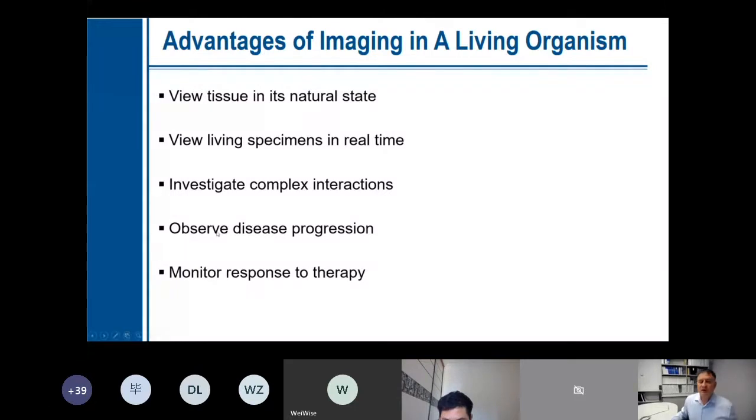Okay, there are many advantages to imaging living tissue rather than looking at a thinly sliced piece of dead tissue. We can image it in its natural state. We can see how the specimen works in real time. We can look at interactions that happen in the living tissue, and we can also observe disease progression over time and monitor the response to therapy.